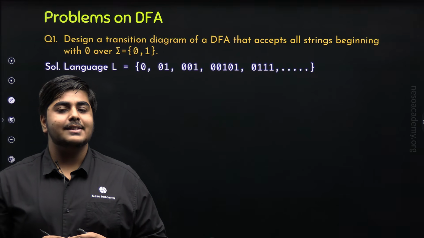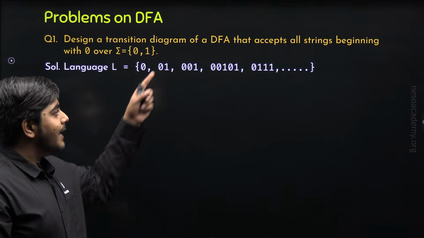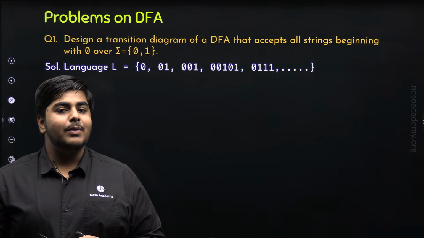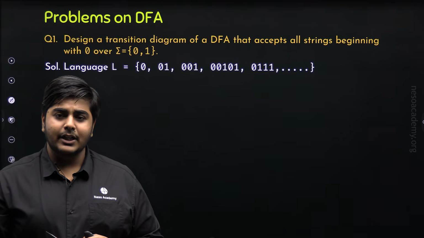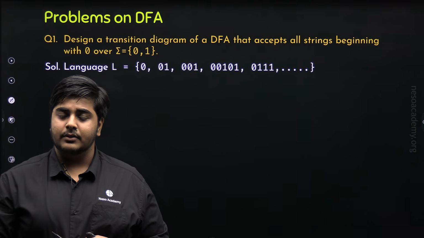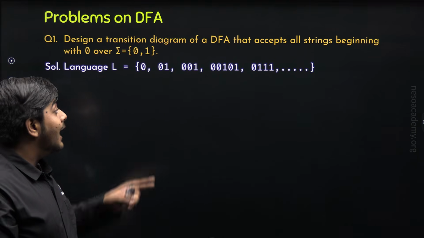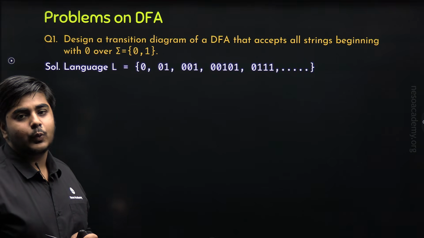So now let's start designing our deterministic finite automata, which will accept all the strings beginning with 0. So the step number 1 is select the simplest possible string. And we already know 0 is the simplest possible string here. Why? Because 0 is of length 1 and the string 0 is also beginning with the symbol 0.